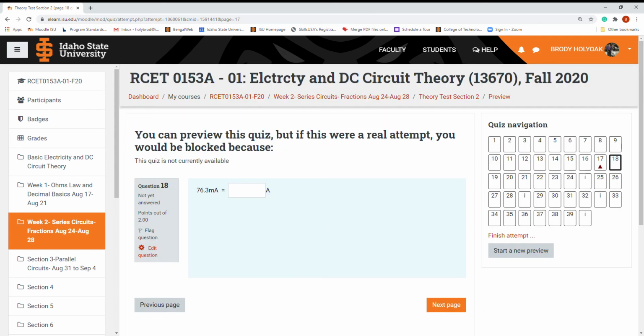Okay, so in this one we're going to be converting bases because we start with 76.3 milliamps, and we want our answer in amps. So we're going from what power to what power? Negative 3 to 0. So we're making the power of 10 larger, so the number we have has to get smaller. This will move over 3 decimal places, and this becomes 0.0763 amps.